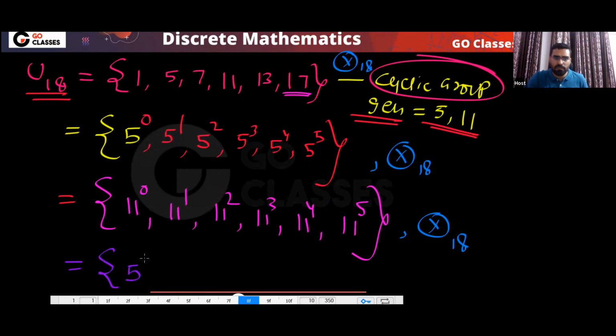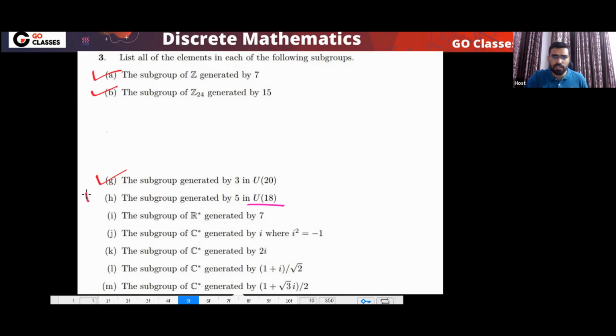You can write 5 power 1, 5 power 2, 5 power 3, 5 power 4, 5 power 5, 5 power 6. This is also correct. There is no problem. All of them are the same. So this we have done, right? And this we did in the last class.